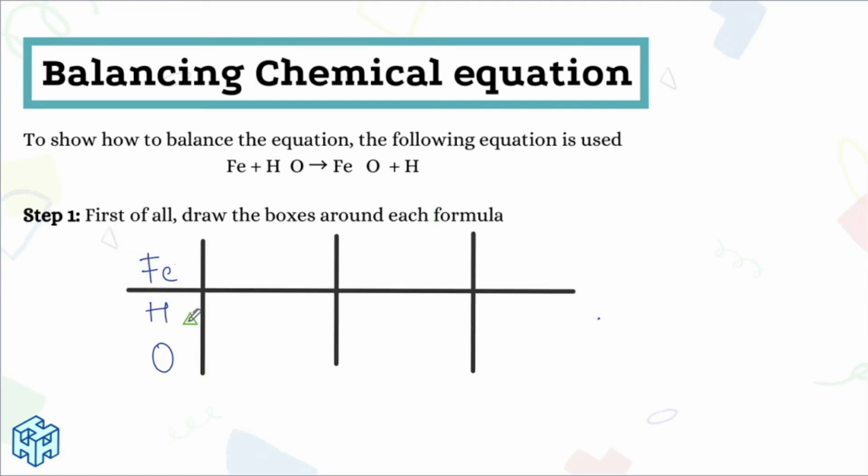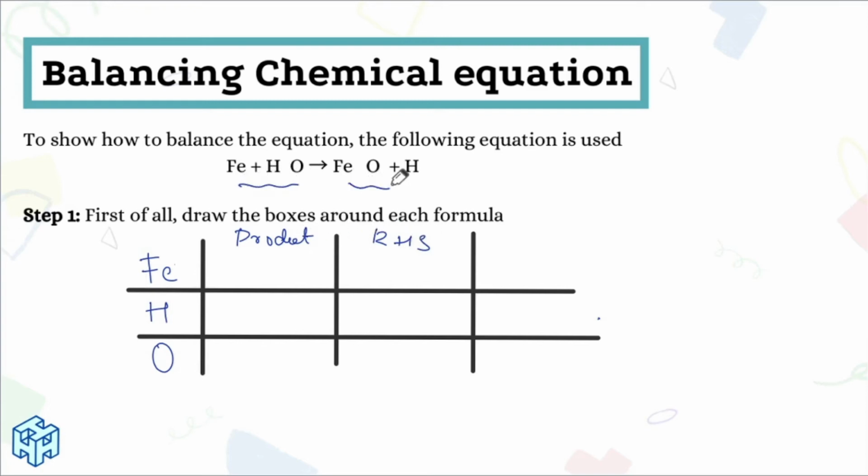Are you able to see it? Did you get it? Now, how many do we have on the product side? Let us write down how many elements we have on the product side. And RHS, that is the product. This is our reactant. This is our product. Product, reactant. Yes or no? RHS, LHS. Are you able to get it?